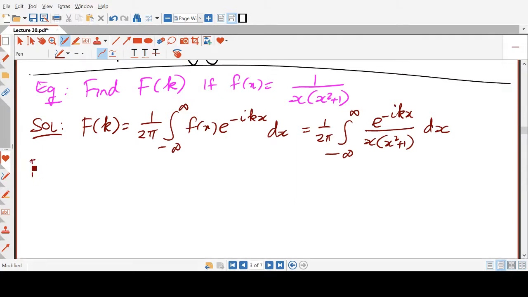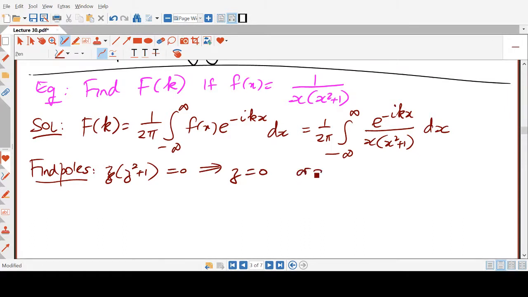we have to find the poles first. Find the poles. We treat that as a z. So the poles are when the denominator is 0, z into z squared plus 1 is 0. That implies z equals to 0 or z equals to plus or minus I. So plot these poles on the axis. Z equals to 0 is at the origin. I is on the top. Minus I is at the bottom.